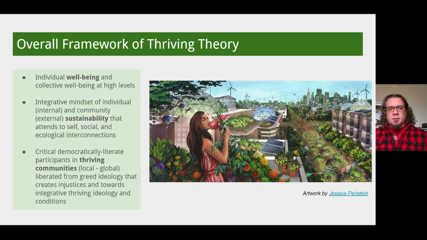Sustainability can be looked at in terms of social sustainability and all the different dimensions of that, as well as ecological sustainability, and they're integrated. They are deeply connected with one another, again, represented here in the artwork. And last but not least is the way in which we participate and contribute to the community and communities.